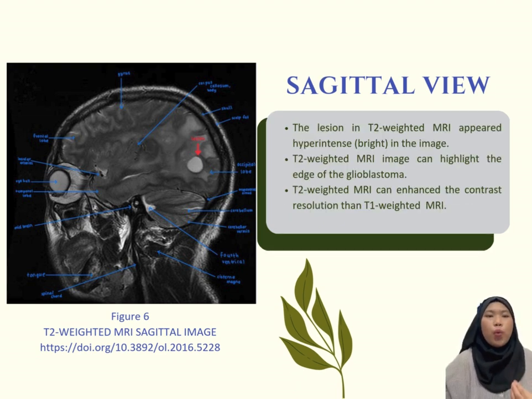The lesion in T2 weighted MRI appeared hyperintense, which is bright in the image, because glioblastoma has high water content. T2 weighted MRI imaging is suitable for detecting glioblastoma because it can differentiate water content from other tissues. Next, T2 weighted MRI can aid in highlighting the extent of the glioblastoma, which is very beneficial in guiding treatment decisions. Hence, T2 weighted MRI gives enhanced contrast resolution compared to T1 weighted MRI by its ability to differentiate the tumor tissue from normal brain tissue.